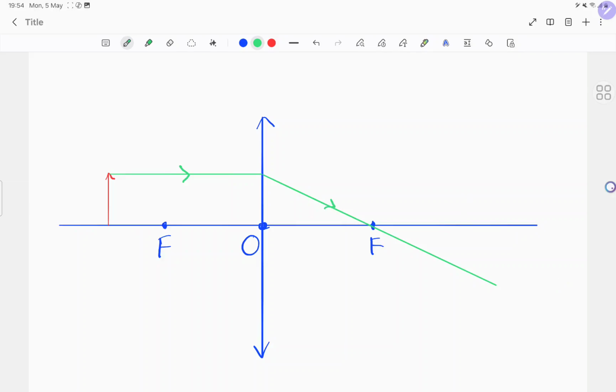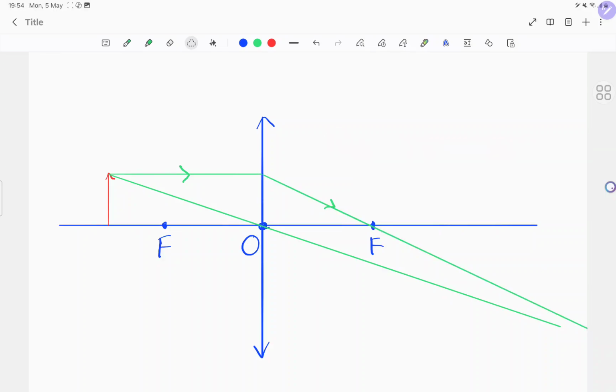Understood? Not every ray has this characteristic. Only the ray that is parallel to the horizontal axis here. So you draw that one. And the other ray must pass through the optical center. So also from the top, because we're drawing the image of the top.